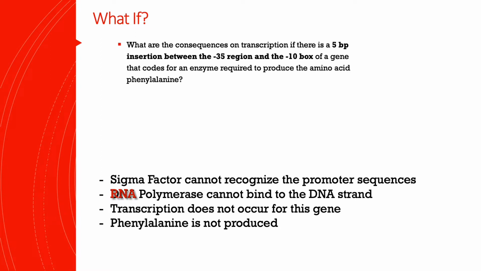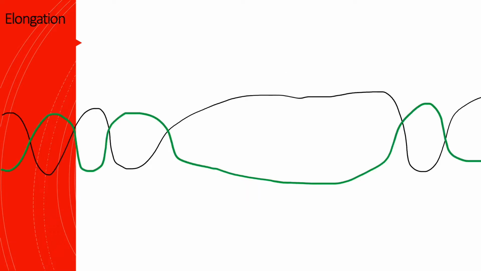Phenylalanine is used by the body for sending signals throughout the body, and a failure to produce it will cause further complications. Once RNA polymerase binds to the DNA strand, the DNA unwinds, creating a transcription bubble. This is where transcription is occurring. DNA is unwinding in front of it and rewinding behind it.